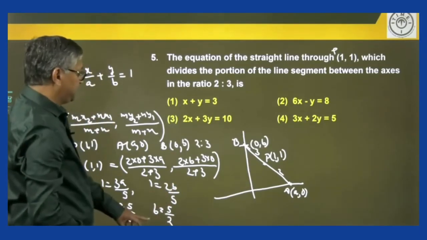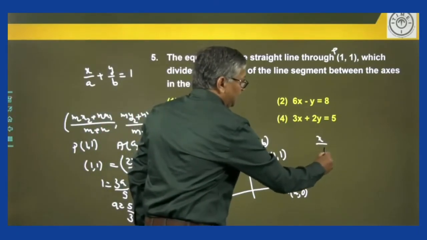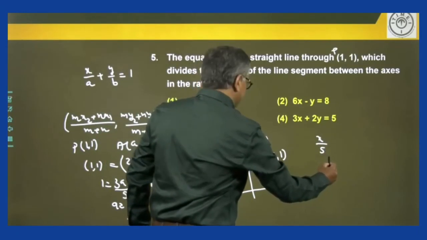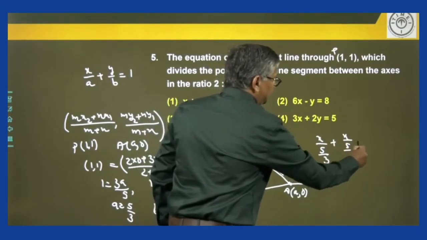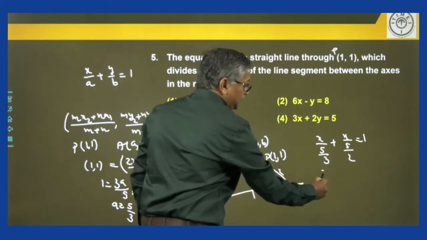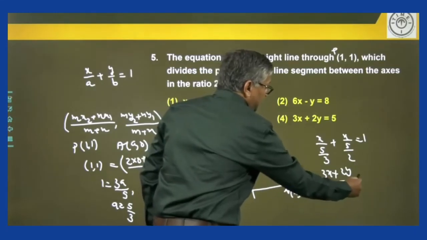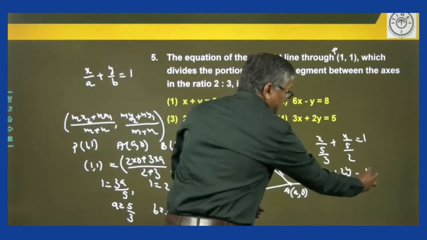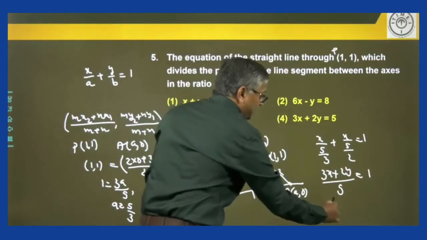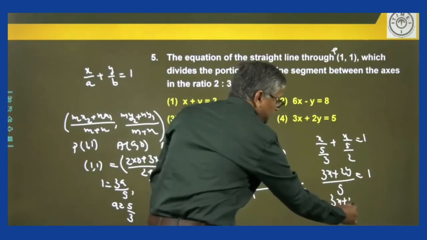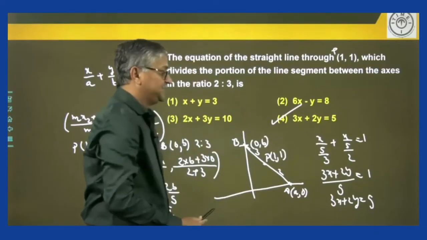So, we substitute this a and b in the intercept form. What is the equation? It is x by 5/3 plus y by 5/2 is equal to 1. So, this is (3x plus 2y) by 5 is equal to 1. That means 3x plus 2y is equal to 5. So, the fourth option is the correct one.